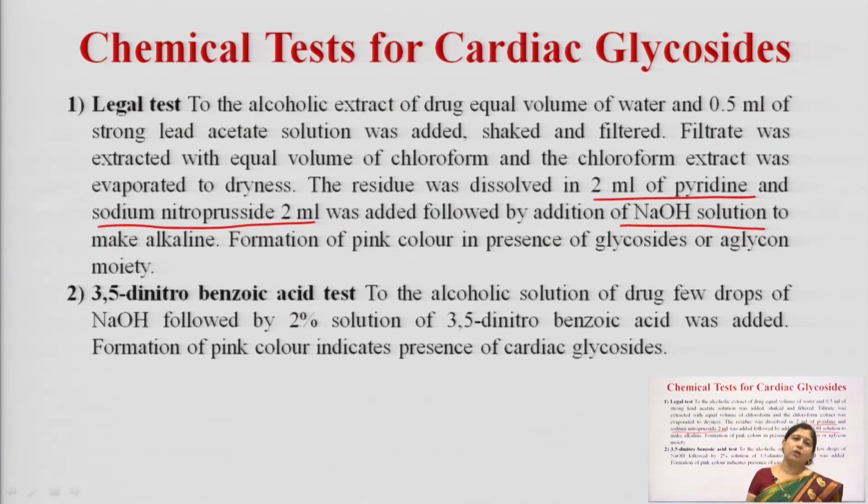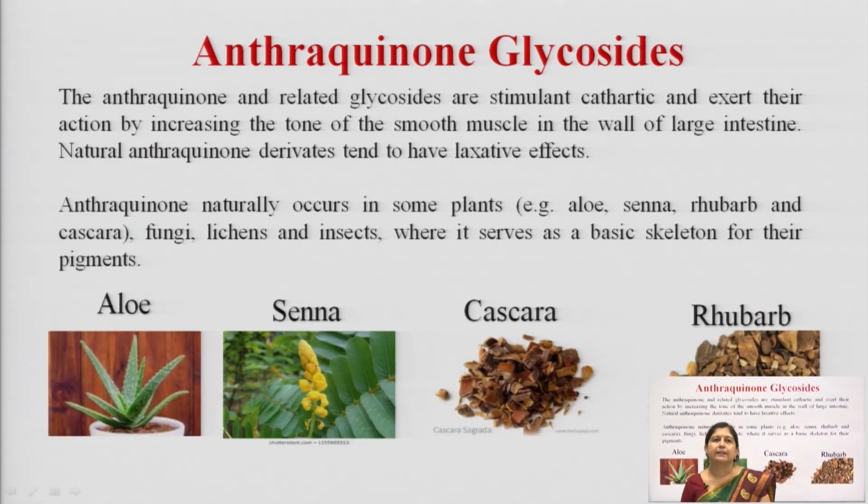So, it leads to the formation of pink color in the presence of glycoside or an aglycone moiety. Next test is the 3,5-dinitrobenzoic acid test, also known as the DNP test. Here, to the alcoholic solution of a drug, few drops of sodium hydroxide are added, followed by 2% solution of 3,5-dinitrobenzoic acid. So, there is a formation of pink color showing the presence of the cardiac glycosides.